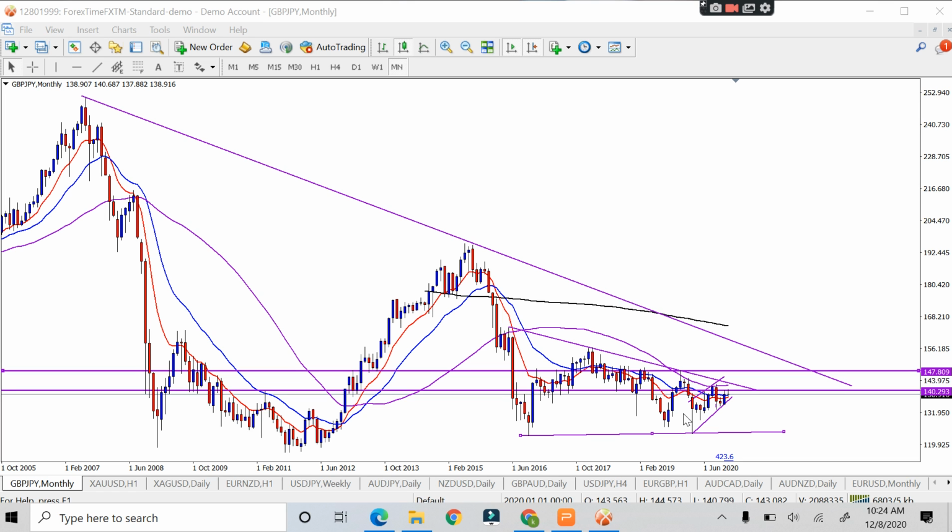Okay, today we're going to be looking at probably 8 pairs. We're going to be looking at GBP JPY, NZD JPY, the XAU USD, the EUR NZD, the EUR GBP, the AUD CAD, AUD NZD, and Euro USD.